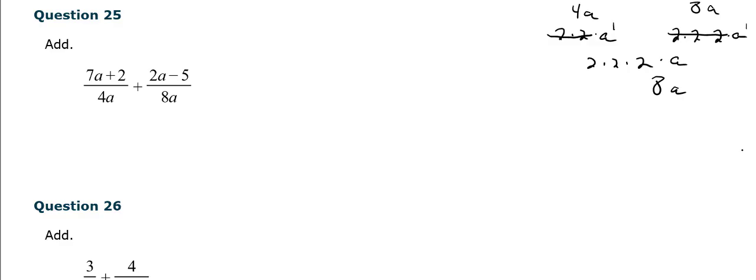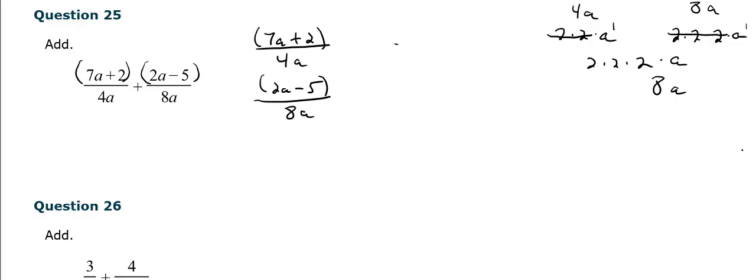So again, I'm going to set up the problem vertically, and I'm going to use my parentheses. So I'll have 7a plus 2 over 4a and 2a minus 5 over 8a. Now remember, we established our common denominator to be 8a, so we need to make whatever change to both the numerator and denominator. So in the first one, if I divide 8 by 4, I get 2, and they both have just a to the first, so I didn't need to multiply by a.